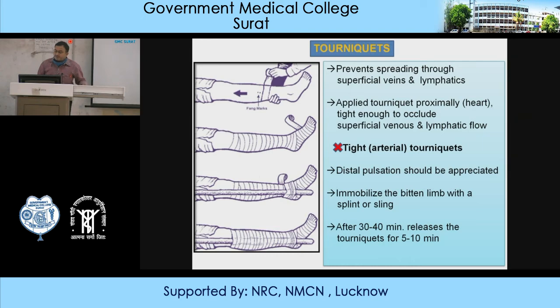Apply the tourniquet tight enough to occlude superficial veins and lymphatics, but not so tight as to occlude the deep veins. Distal pulsation should be appreciated. Immobilize the bitten limb with a splint or sling. After 30 to 40 minutes, release the tourniquet for 5 to 10 minutes.